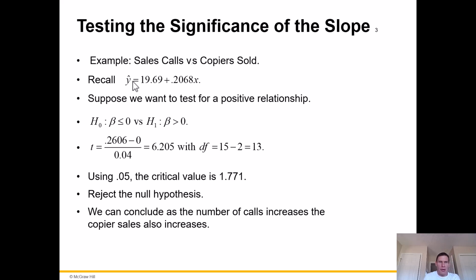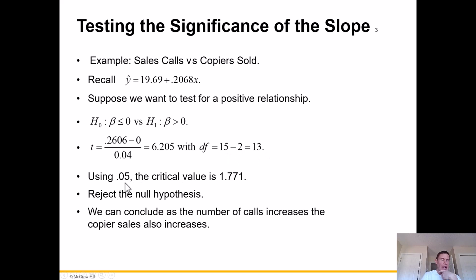So what if we want to test for a positive relationship? Now instead of the two-directional test, we just want to test a positive relationship. So we have t equals 0.2606 minus 0, remember that's b minus 0, over 0.04. So what do we get? We get 6.205, with degrees of freedom equal to 15 minus 2, sample size minus 2, equals 13.